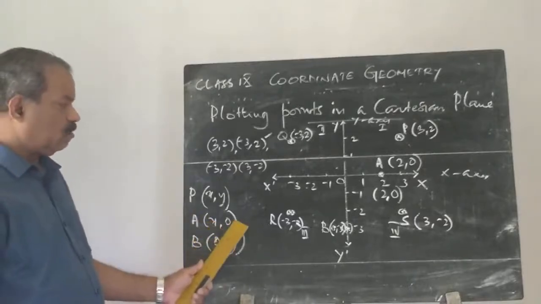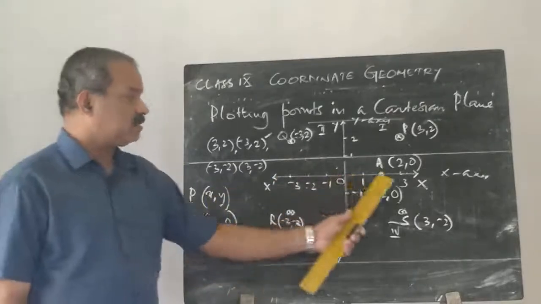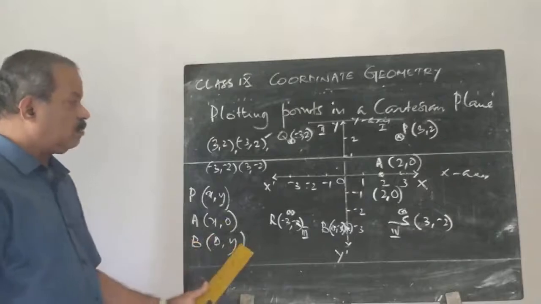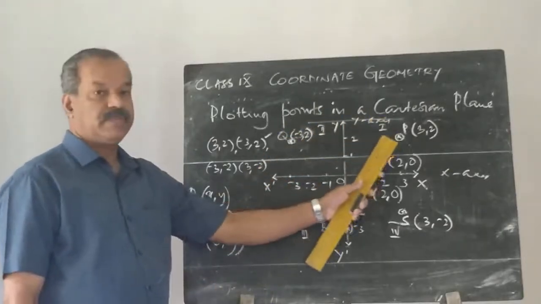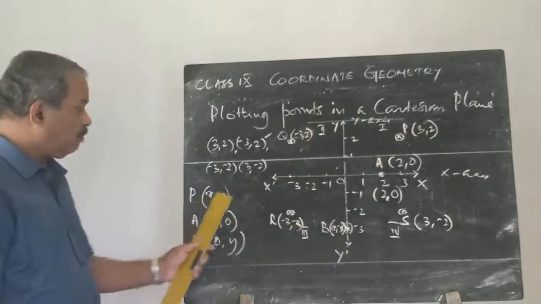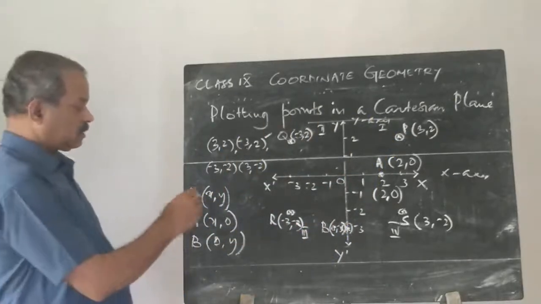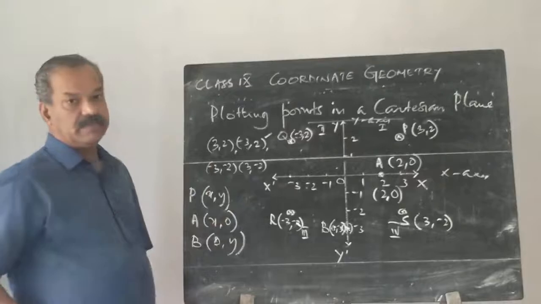So all the points on the y-axis are in the form (0, y). (x, 0) means points on the x-axis. (0, y) means points on the y-axis. In the plane, P(x, y): x coordinate, y coordinate.